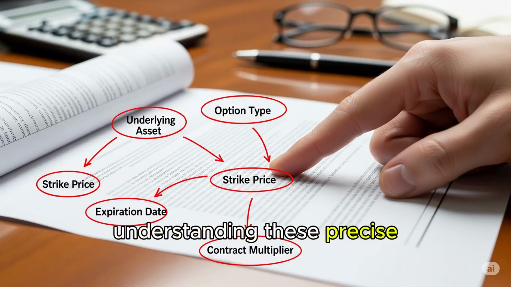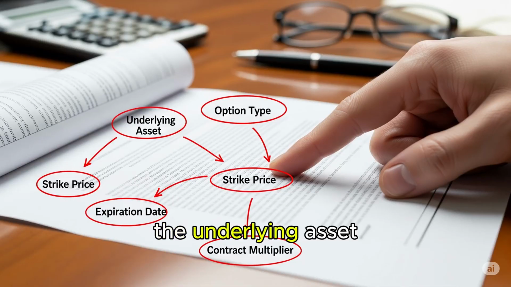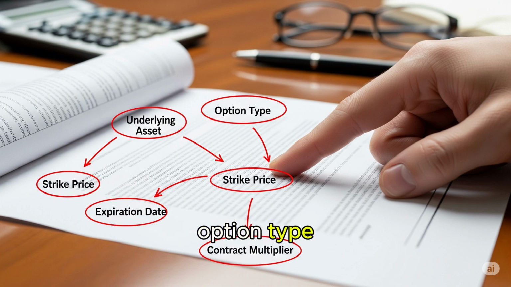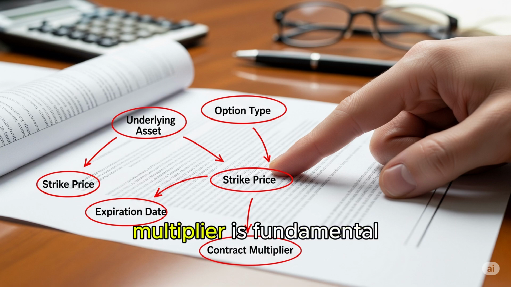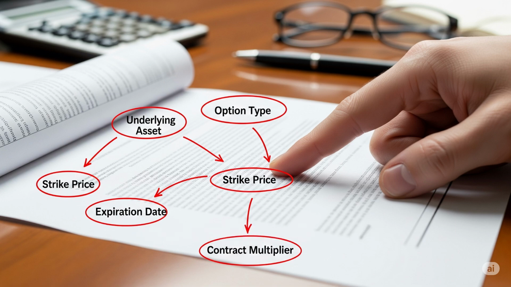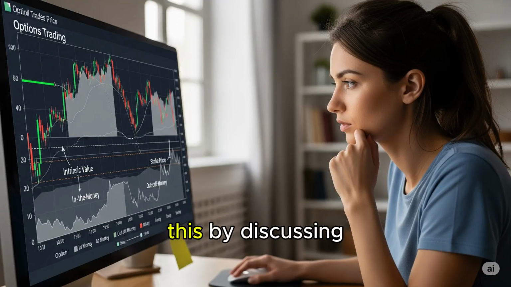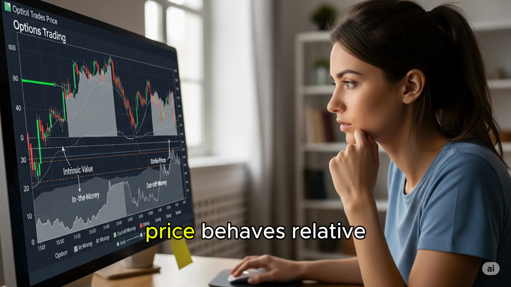Understanding these precise contract details, the underlying asset, option type, strike price, expiration date and time, and the contract multiplier, is fundamental. These are the fixed specifications that define the agreement. In the next video, we'll build on this by discussing how an option's price behaves relative to the strike price through the concept of intrinsic value and moneyness.